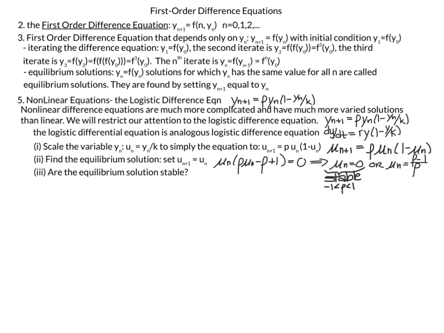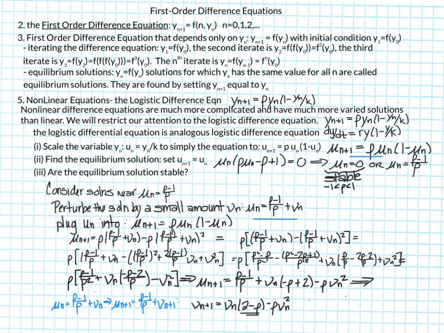And applying that to our current nonlinear equation, which we reduced to a linear equation, we will say that mu of n equals 0 is stable if rho is between -1 and 1. Now we can look at our next equilibrium point, which is mu n equals rho minus 1 over rho, and we're going to consider the solutions near mu n. So we're going to look very close to our equilibrium point, but we're going to perturb the solution by a small amount, v of n. So here I have mu n equal to rho minus 1 over rho, and I'm going to add this very small number vn to it, and we're going to see what happens to the solution.